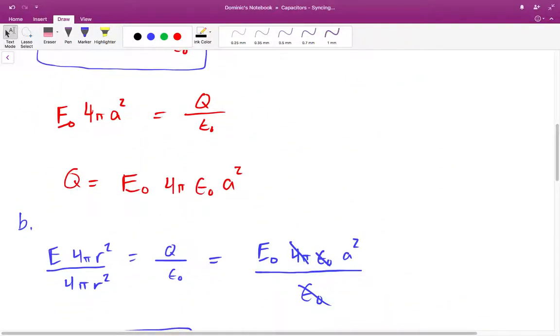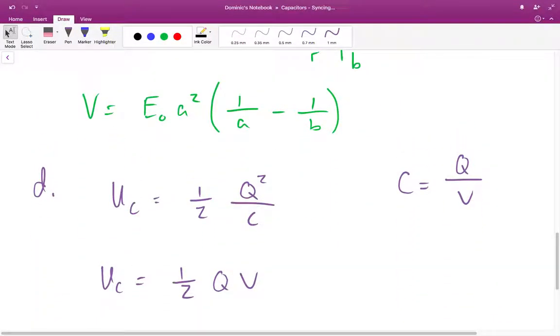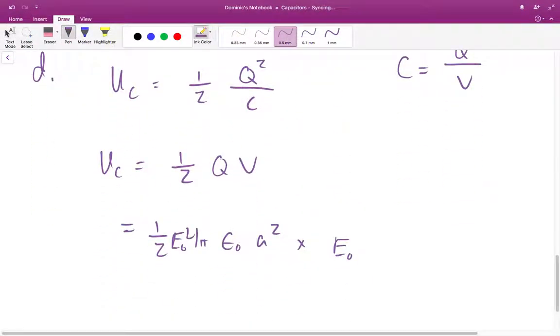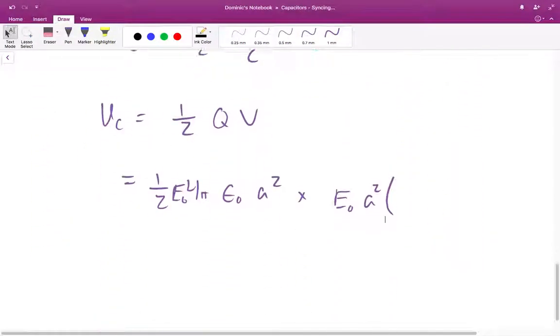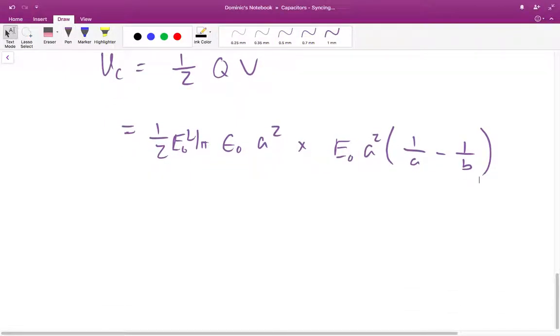And then for our voltage, we just found that a minute ago, it's E naught A squared times 1 over A minus 1 over B. Okay, so we're going to multiply all of this by E naught and then A squared times 1 over A minus 1 over B. I'm just going to simplify this a little bit. I'm going to combine like terms, and then I'll leave it like that.